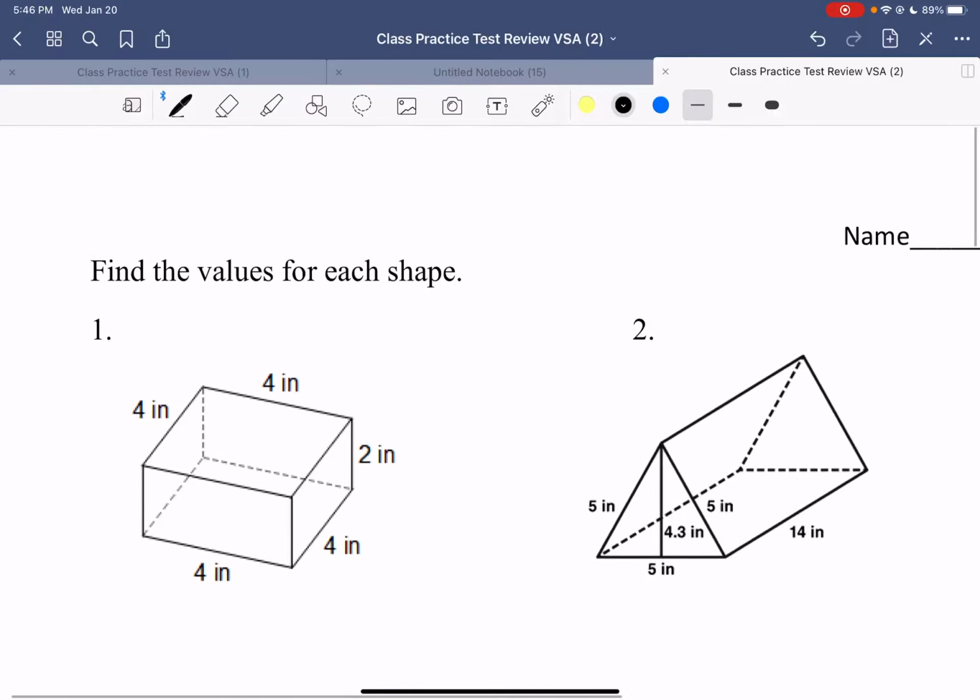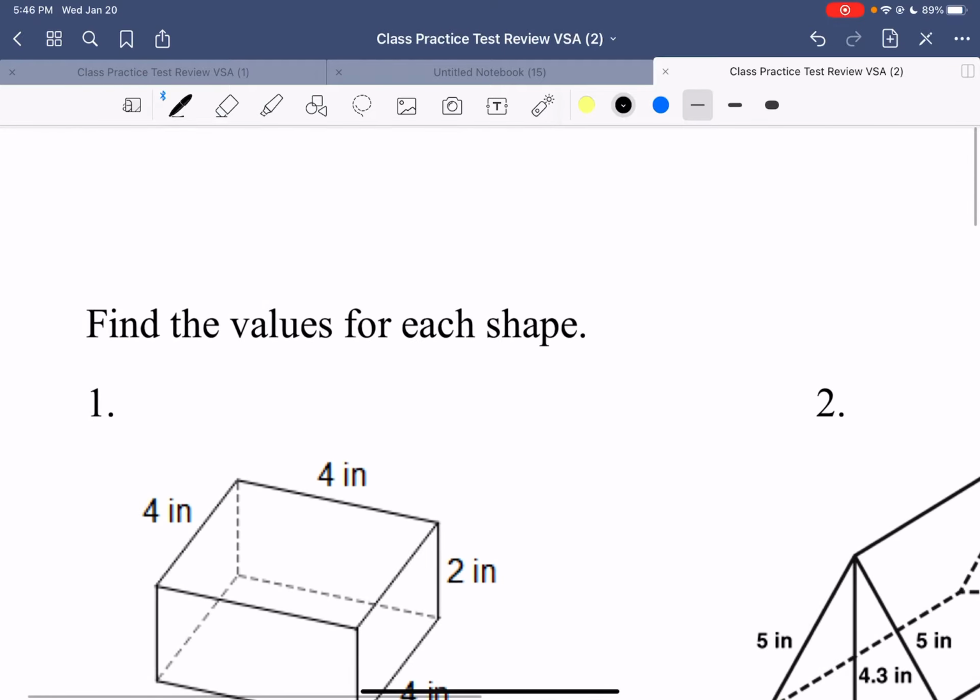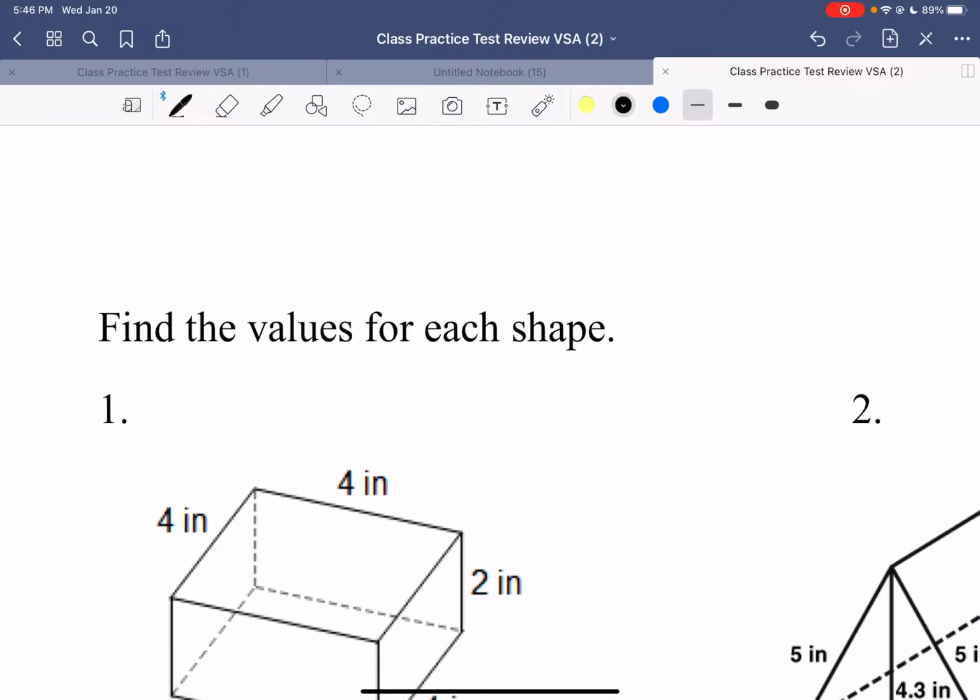Here's our review for the upcoming test. I'm just going to give a brief little overview, some things that I think it would be helpful to write just at the top of your page right here. So it's going to be over surface area and volume. So surface area, I'm going to abbreviate surface area.